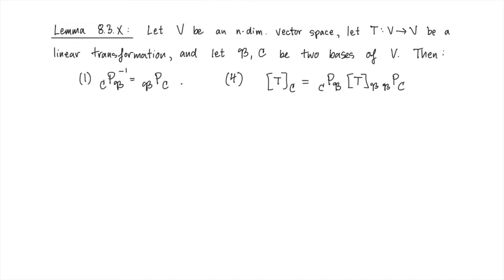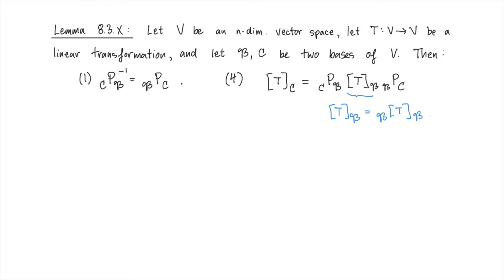Okay, so let's have a look at some of the lemmas in this PDF. In this video, we'll look at lemma 8.3.x, parts 1 and 4. Let V be an n-dimensional vector space, and suppose that T is a linear transformation from V to V. Let B and C be two different bases of V. Since in this case, T is a linear operator, that is, a linear transformation between V and itself, when we write the matrix of T with respect to the same bases, we'll abbreviate this by only including one side of the subscripts, and we'll just call it the matrix of T with respect to B.